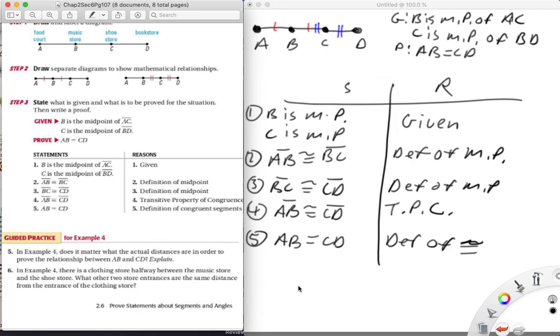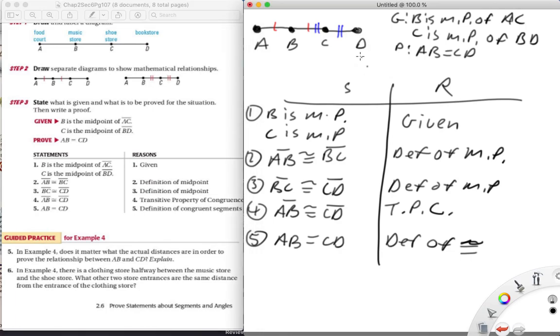Number 6, they say there's a clothing store. So if I was to rewrite this thing, they say there's some type of store in the middle. So you have A, B, C, D. Actually, make it a little bigger. A, B, C, D. And it says, hey, we have some other thing in here. A clothing store in the middle. We can call it E. And it's in the midpoint.